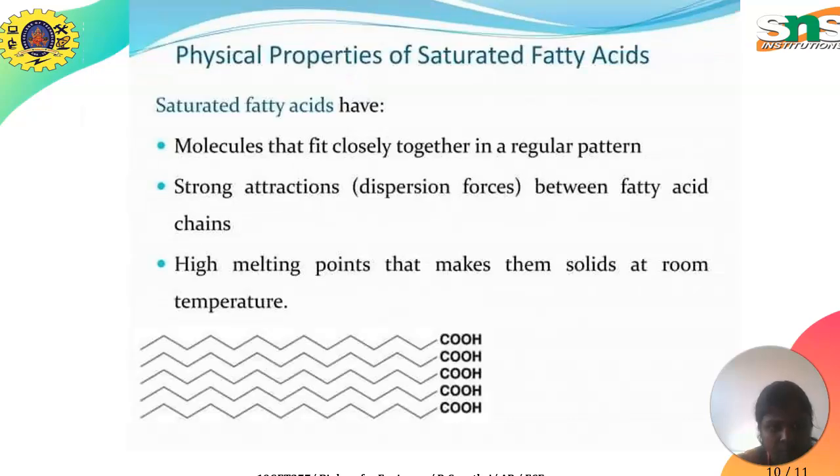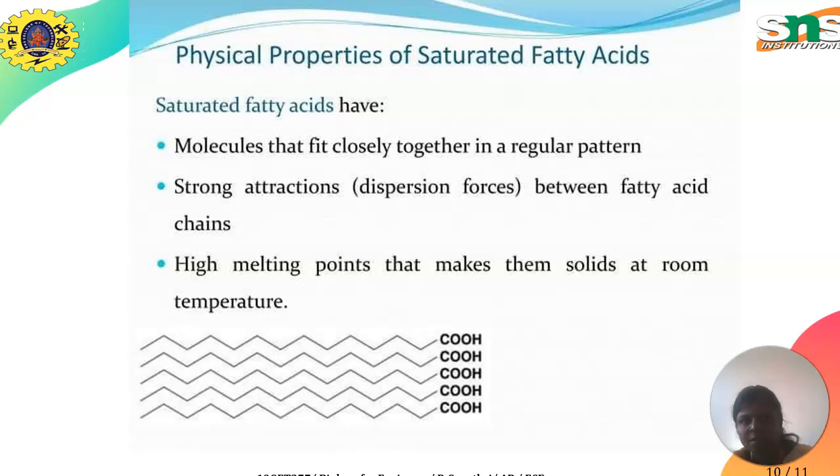The physical properties of saturated fatty acids. Saturated fatty acids have molecules that fit closely together in a regular pattern. The strong attractions, dispersion forces, between fatty acid chains give high melting points, which makes them solids at room temperature. That is, carbon, hydrogen, and oxygen atoms are present in the saturated fatty acids, packed closely together.